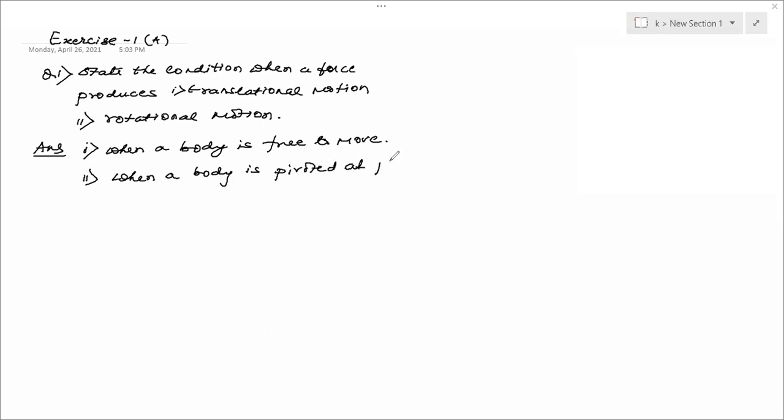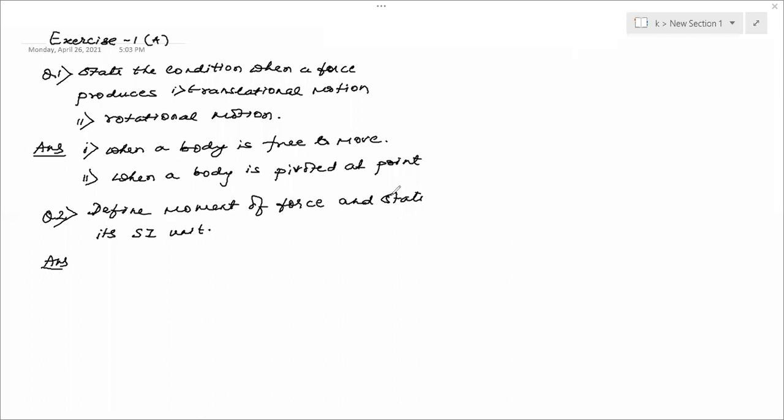Now this is very interesting, beta. When a body is pivoted at a point, if you apply force anywhere, it will not bring out rotational motion. You have to select a suitable point in such a way that you apply a force at that point. It then rotates, correct? So the first one is a condition needed for producing translation motion, and the second one is a condition needed for producing rotational motion. I hope everybody understood this question answer.